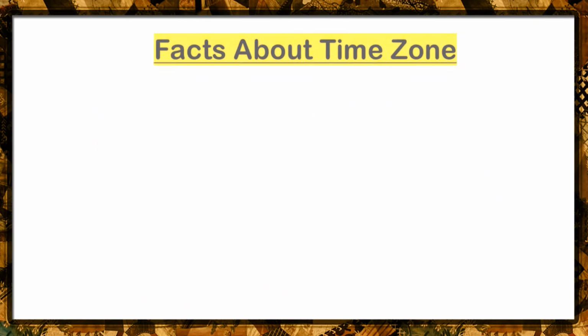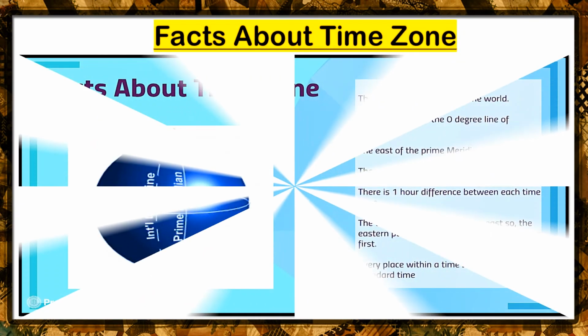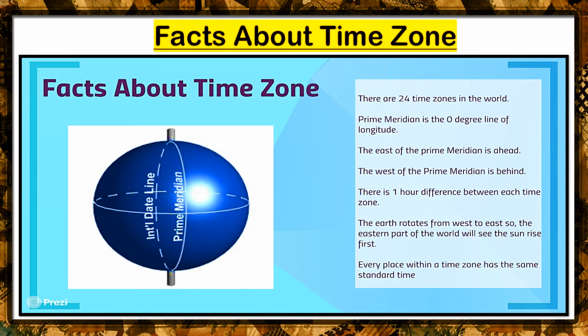Now, class, let us study facts about time zone. What do we know about time zone? Is it only about the time difference of each country? Let's read. There are 24 time zones in the world. We are going to discuss this one later on. The prime meridian is the 0 degree line of longitude. So, this one is the prime meridian. Next, the east of the prime meridian is ahead.